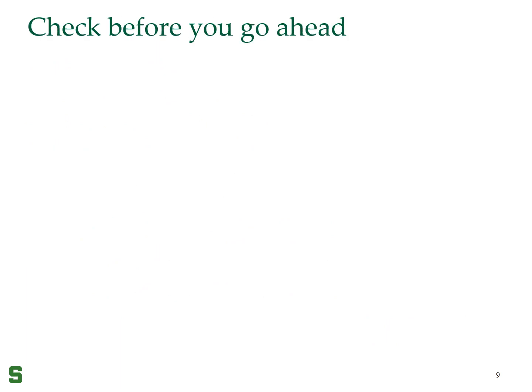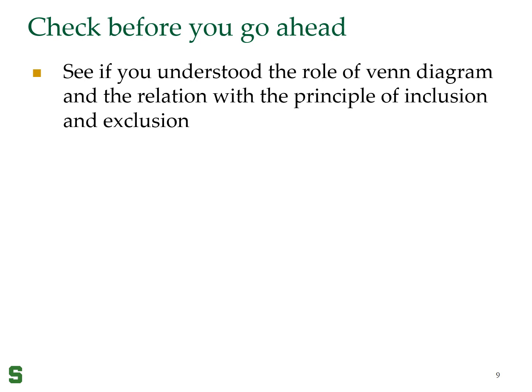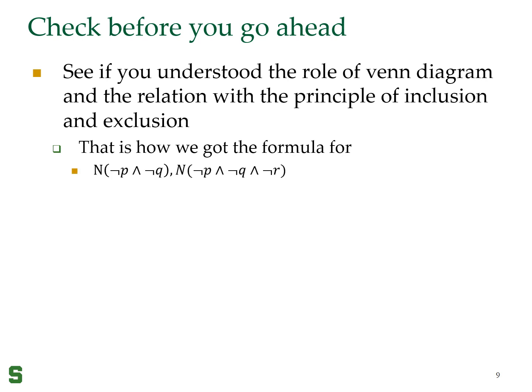Once again, we have reached the check before you go ahead slide. I want to make sure you have understood the role of the Venn diagram in the principle of inclusion and exclusion, and how we got the formula for the numbers that satisfy not P and not Q, or not P, not Q, and not R. The Venn diagram should give you an idea of how we got to that rule in terms of how we are doing the counting of addition and subtraction as appropriate.